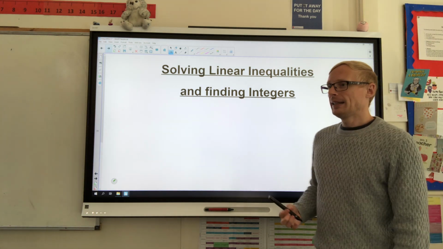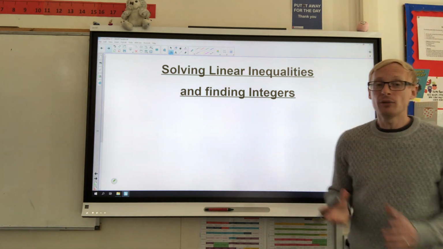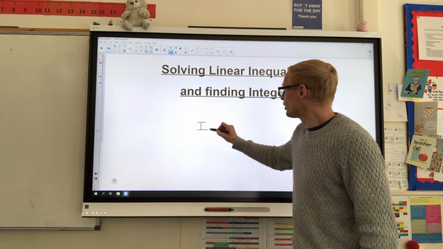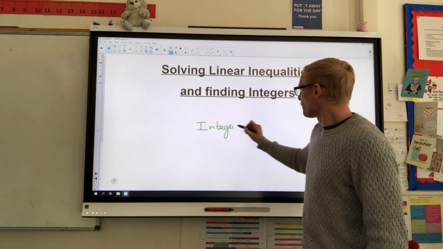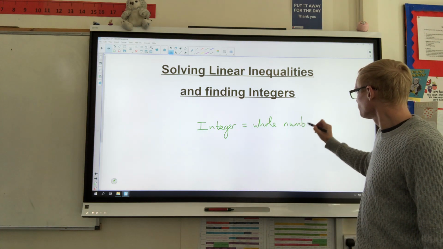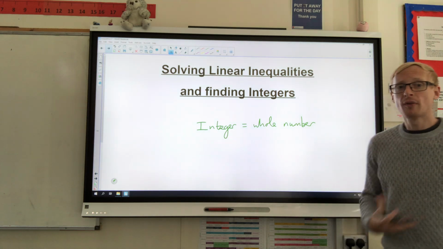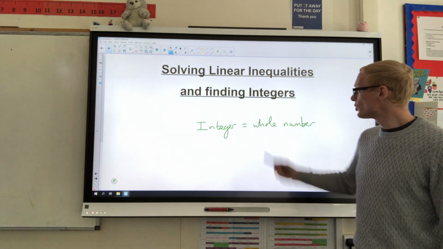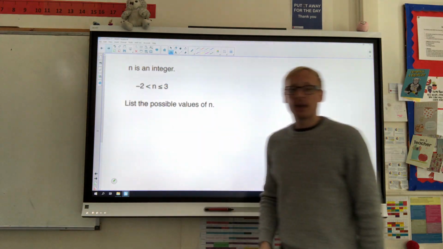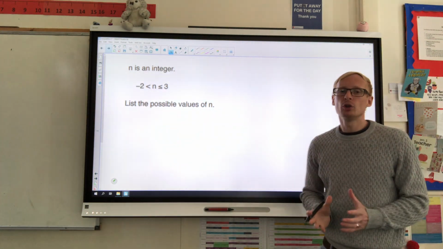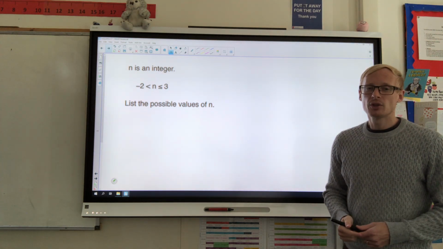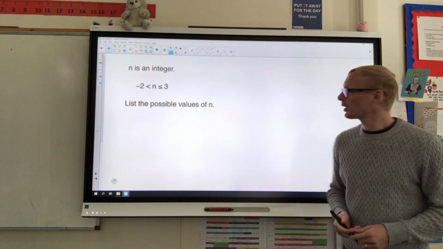Now the first thing to say is that the idea of an integer, okay, if you don't already know this, you must write down the definition of an integer. Okay, an integer is a whole number. So make sure you've highlighted that phrase, make sure you know that an integer is a whole number, okay? Because in the questions, they will not ask you to represent or to find whole numbers. They will ask you to find integers. So it's just important that you know that they are the same thing.